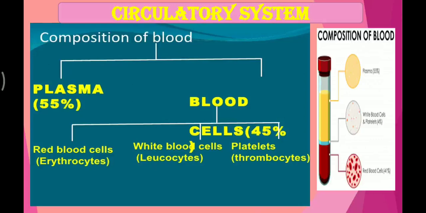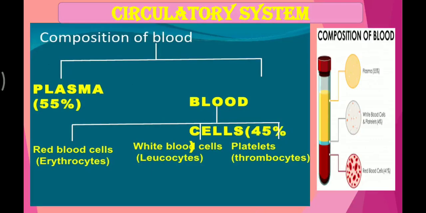It is a liquid, light yellow liquid. But you don't see yellow color in that blood, but there is 55% of plasma in the blood. If you take 100 ml of blood, in that 55% is plasma. Then the other 45%, what is it? Cells, different types of cells inside the blood. The first cell type is red blood cells, RBC. It is also called erythrocytes.